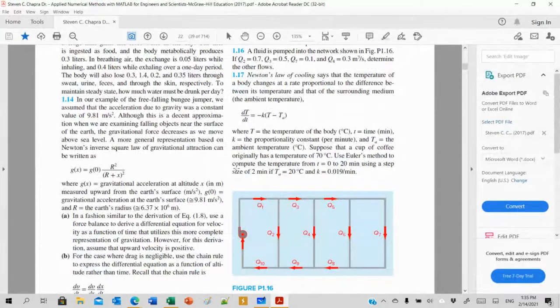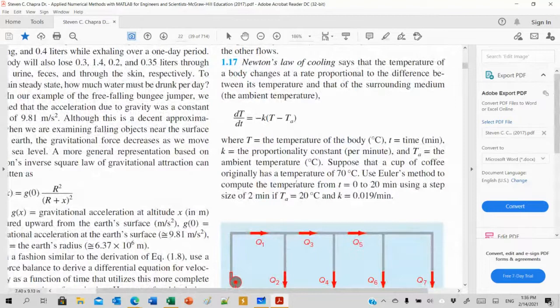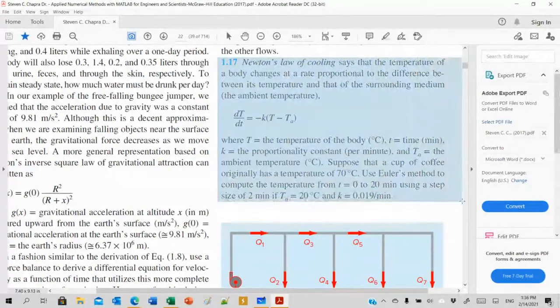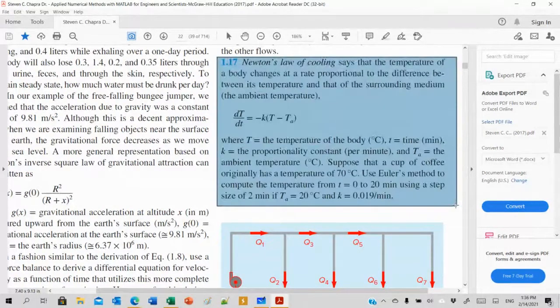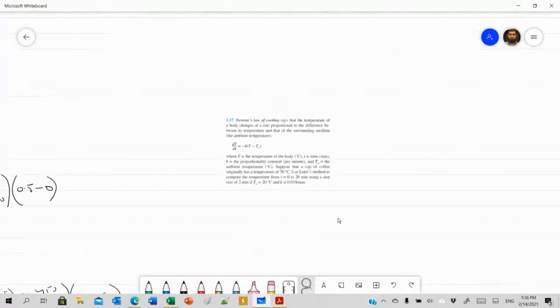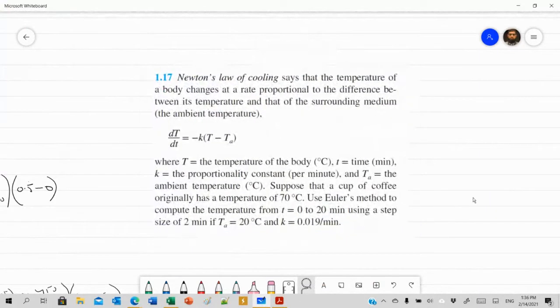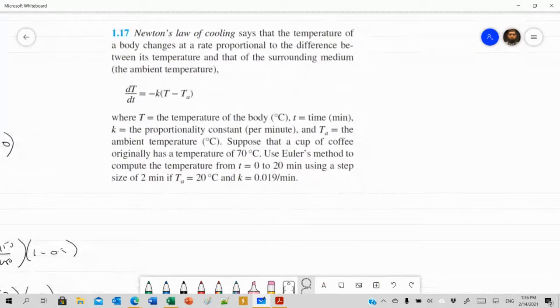Okay, let's just look at another problem. Maybe a bit simpler one. Problem 117. It says Newton's law of cooling says the temperature of a body changes according to this equation.